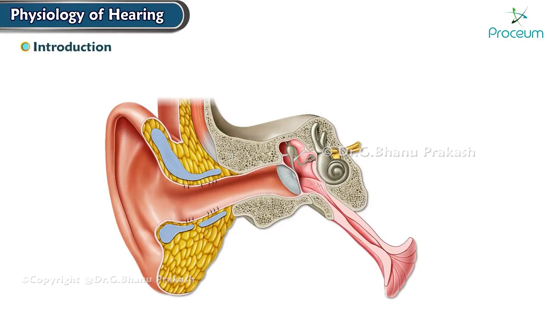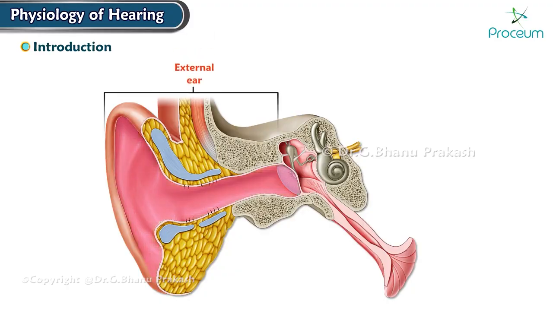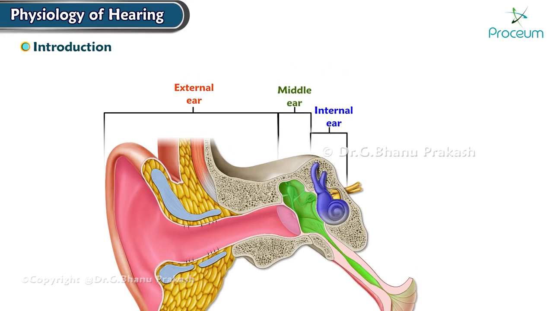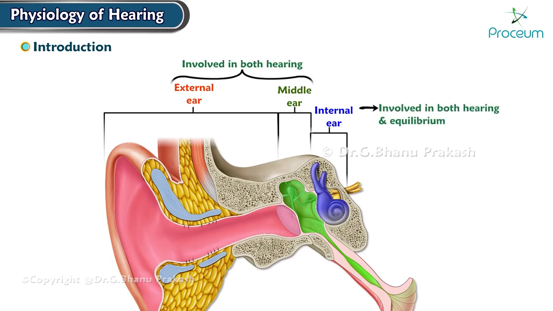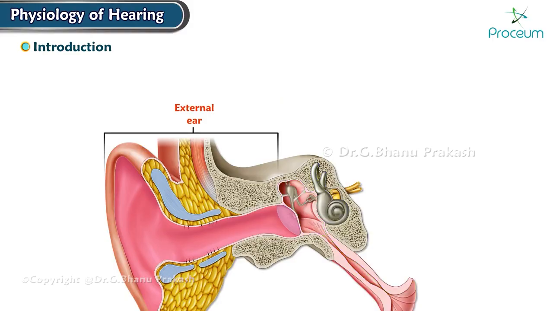Introduction. The ear is divided into three functionally distinct regions: the external (outer ear), middle ear, and internal (inner ear). The external and middle ear structures are involved in hearing, and the structures of the internal ear are involved in both hearing and equilibrium.